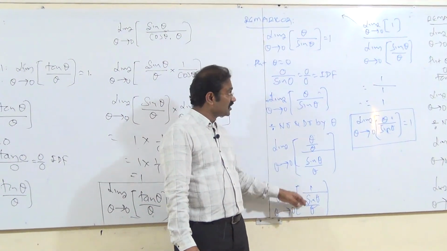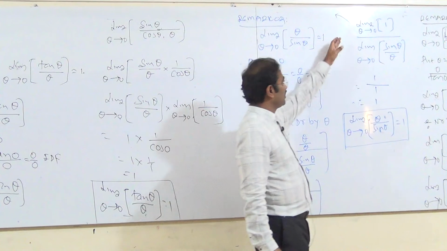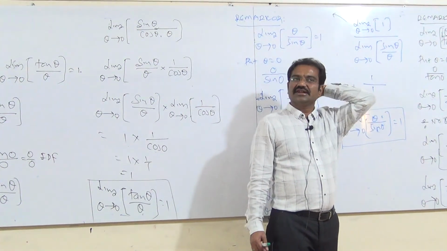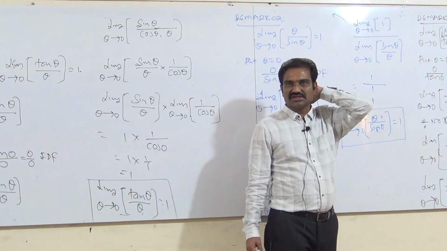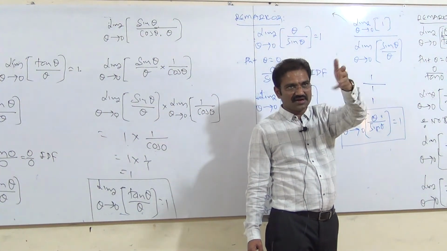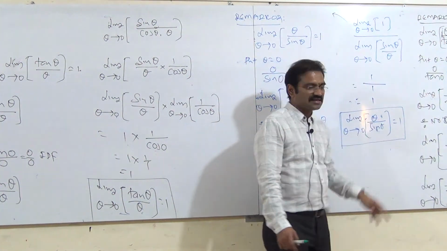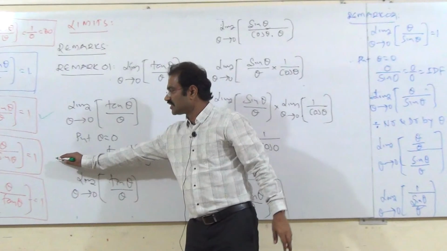So limit of 1, and here limit of sin theta by theta. 1 is a constant, it remains as it is, it is not altered. The value of limit of sin theta by theta is 1, it is our theorem, therefore it is also correct. Now our next one.